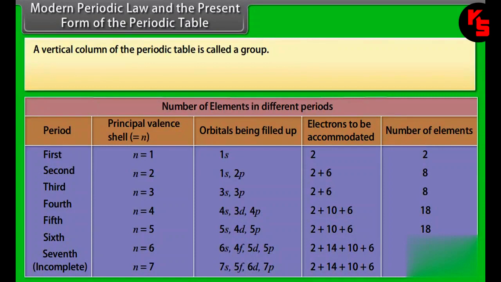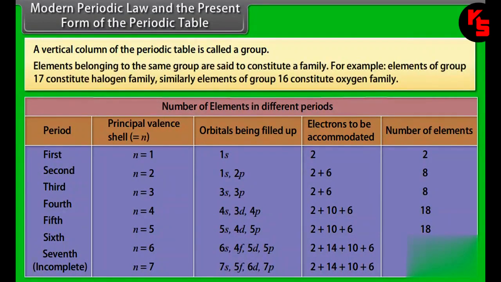A vertical column of the periodic table is called a group. Elements belonging to the same group are said to constitute a family. For example, elements of group 17 constitute halogen family.